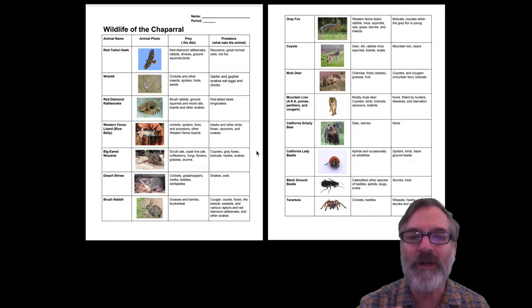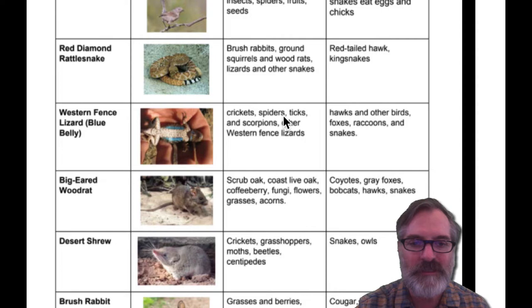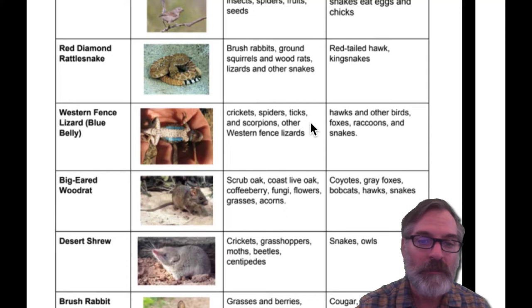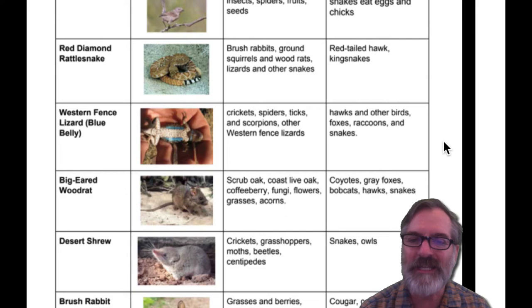Let me give you an example. So here, the western fence lizard, otherwise known as the blue belly. You can see its prey, what it eats, its diet. It's crickets, spiders, ticks, scorpions, and other western fence lizards, eating of its own kind. A little cannibalism there. And then here, what preys upon it would be hawks, other birds, foxes, raccoons, and snakes. So please make sure you study those 2 pages and this last one here.